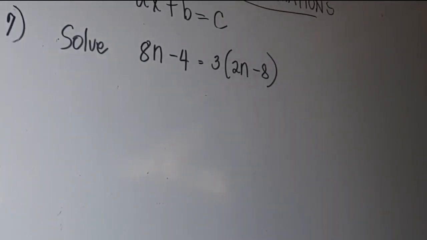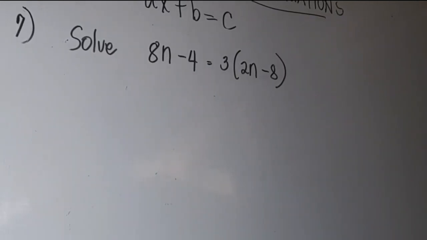Number 7. Solve 8n minus 4 equals 3 times the quantity 2n minus 8.